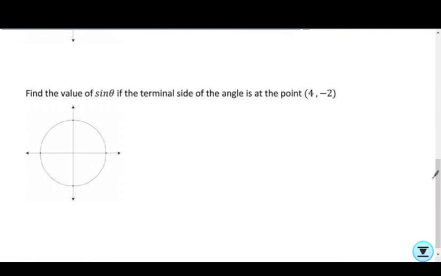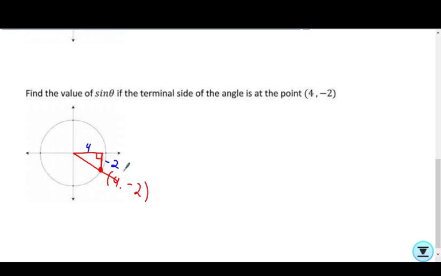Now the next one. Find the value of sine if the terminal side of the angle is at the point 4, -2. So again, the first thing we're going to do is graph the coordinate. 4, -2 puts us in the fourth quadrant. It'll be somewhere like this for 4, -2. And that's our terminal side. So it's talking about this whole angle here, which means this is my triangle. X is 4, y is -2.